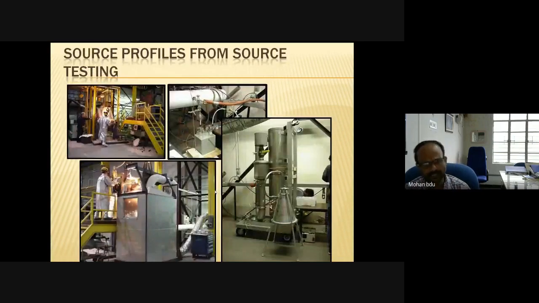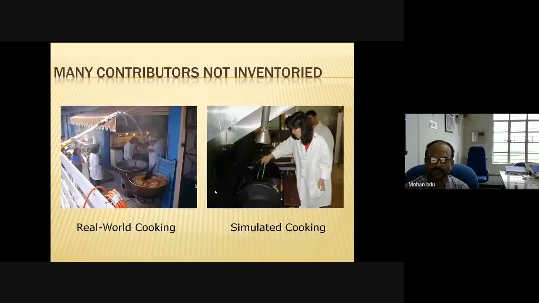And these are the source profiles, the source profiles or the emission inventory. These are what we can identify from the emission sources. For example, what amount of sulfur dioxide, or what amount of nitrogen dioxide, or what amount of particulate matter is being released from a kitchen or from an industry or from a vehicle. So these are all inventoried, and these are used as a source profile.